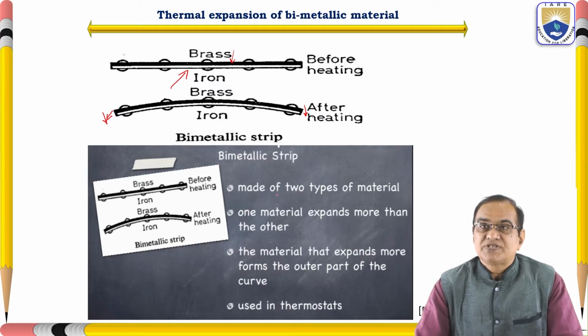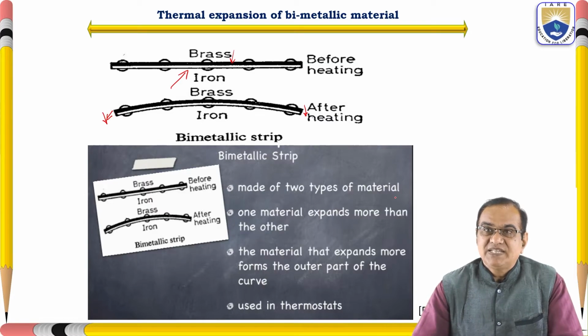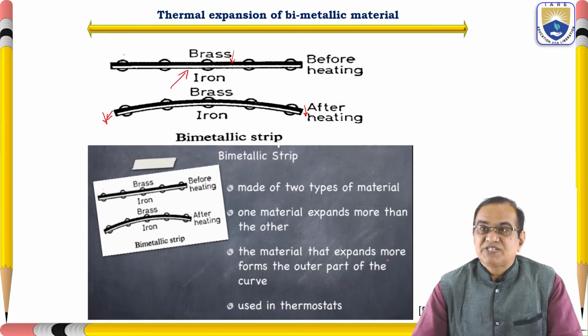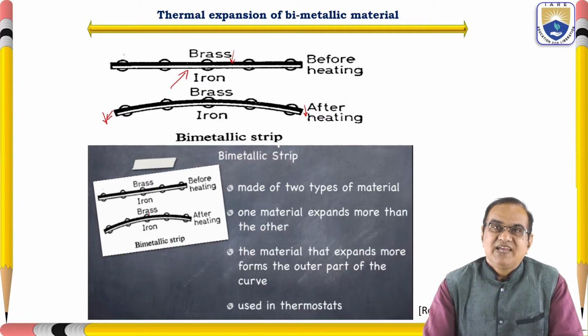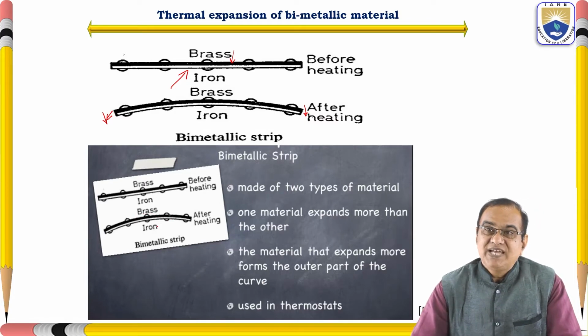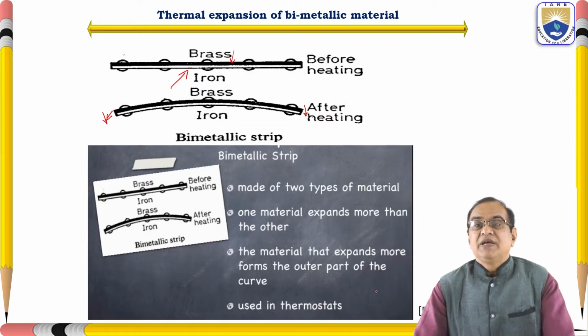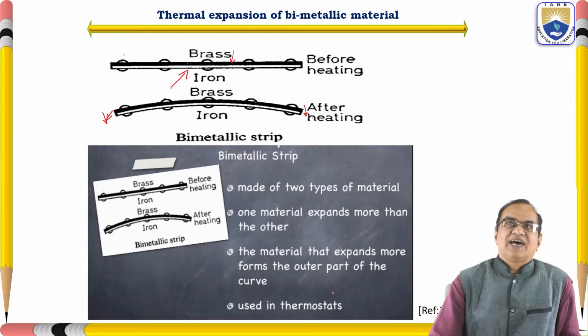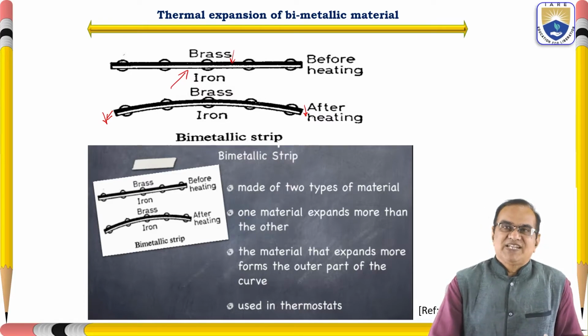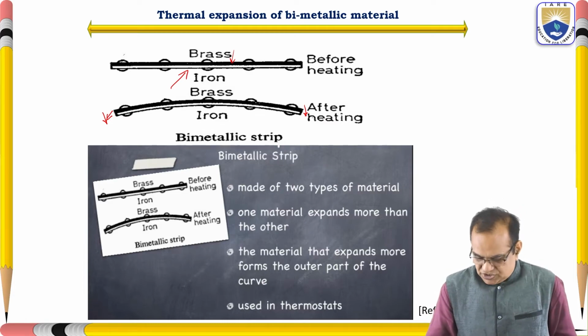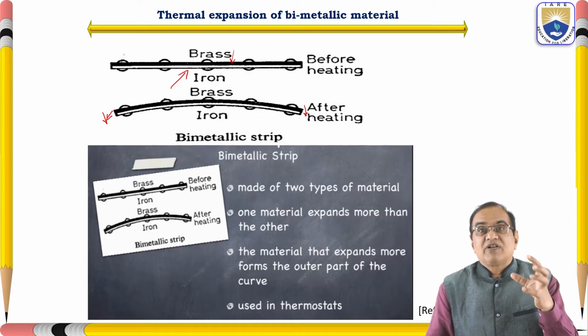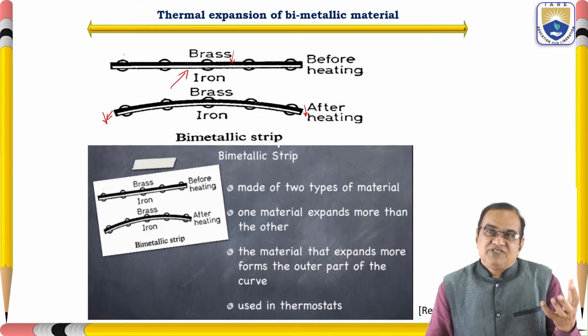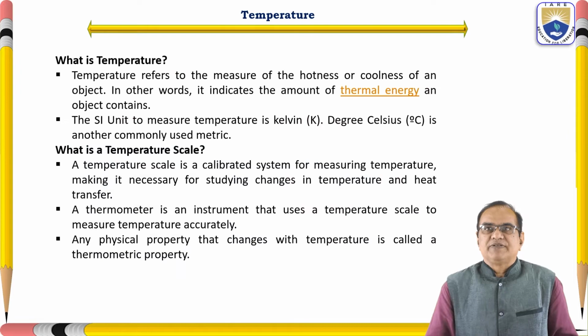Bimetallic strips are made of two types of materials. One material expands more than the other. The material that expands more forms the outer part of the curve. If you see here, the brass is expanding more, so it is the outer part. This is used in thermostats for measurement of the temperature. These bimetallic materials are sufficiently used to measure temperature. So it is one of the principles for measuring with the thermometer, and that is called thermometry.